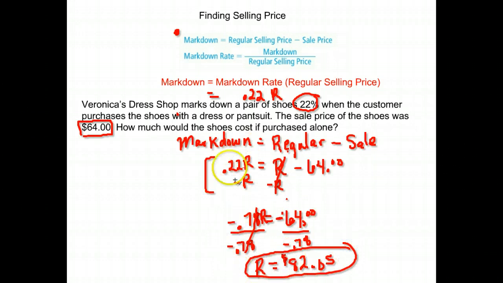Okay, so this is quite the process. I would go through it a couple of times and take notes. Again, we start with our formula. The markdown is the regular minus the sale price. We replace our markdown, which we knew was 22% of that regular price, which we just called R because we didn't know what it was. And that's equal to the regular price, R, minus the sale price of $64. We subtracted R from both sides so that the R's were together, and then divided by the negative 0.78.